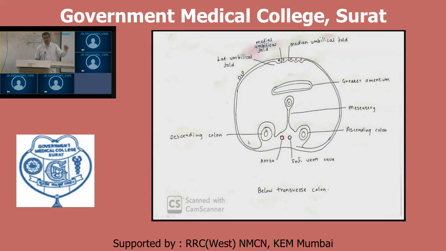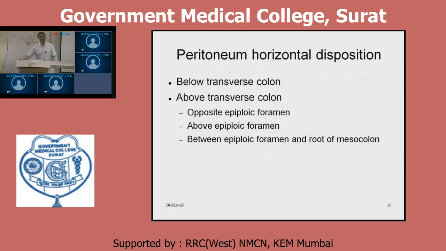Now, above the transverse colon, opposite the epiploic foramen. What is the epiploic foramen? In relation with the posterior aspect of the stomach, there is formation of the lesser sac. The remaining part of this abdominal cavity is known as the greater sac, and this small sac just posterior to the stomach, posterior inferior aspect of the stomach, is the lesser sac.